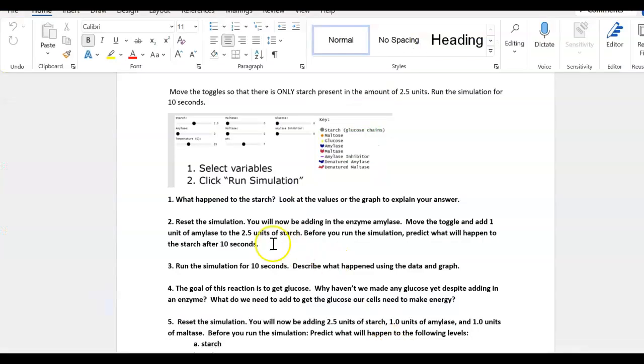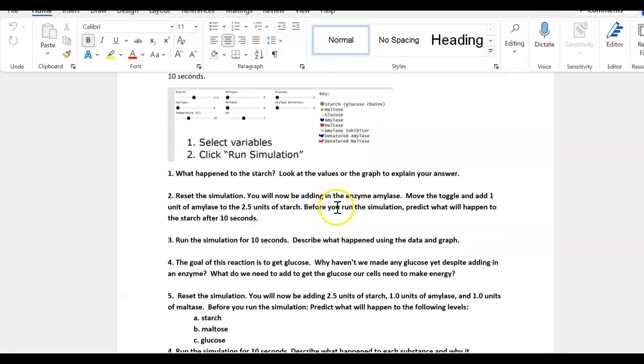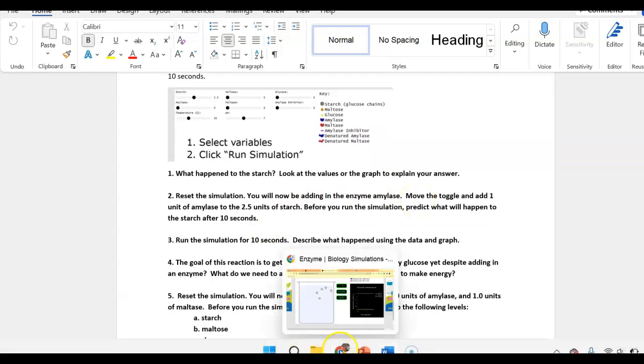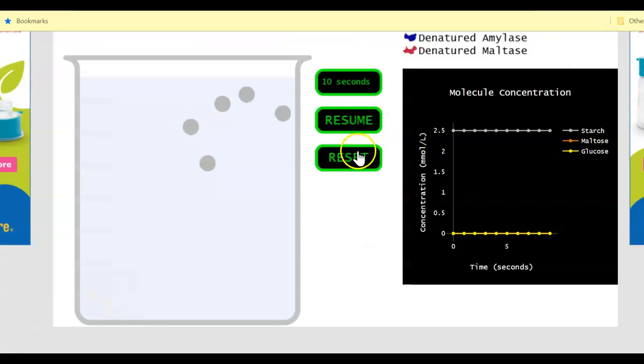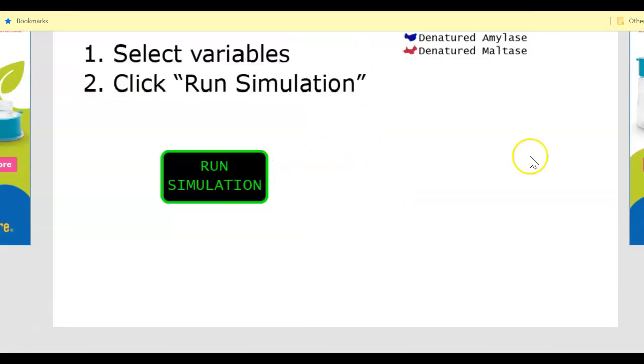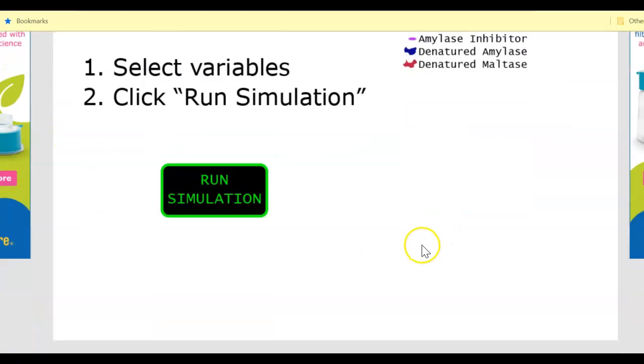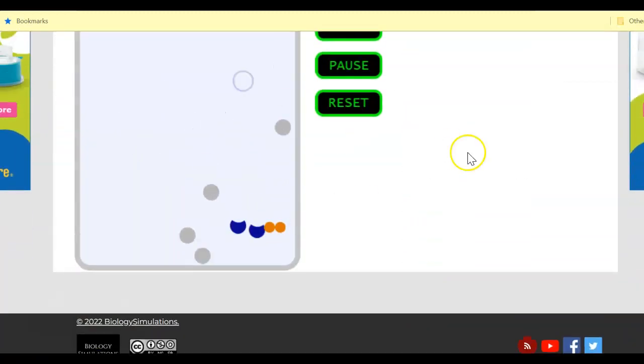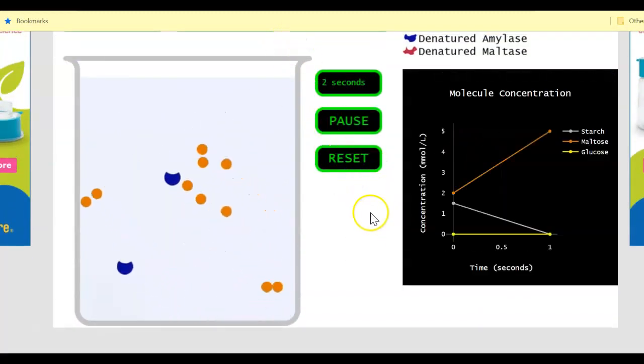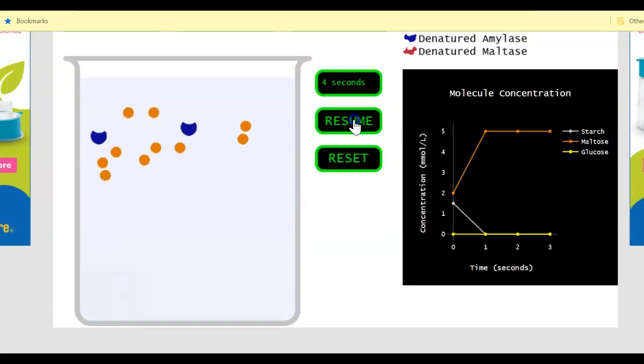Then you're going to reset the simulation. You'll now be adding the amylase, so you'll move the toggle and add 1 unit of amylase. Again, we'll come back up here and reset this. Go up to the top. We want starch at 2.5, but now we want 1 unit of amylase. So you'll move this over here, and then run the simulation again for 10 seconds. When 10 seconds comes, you'll pause it.